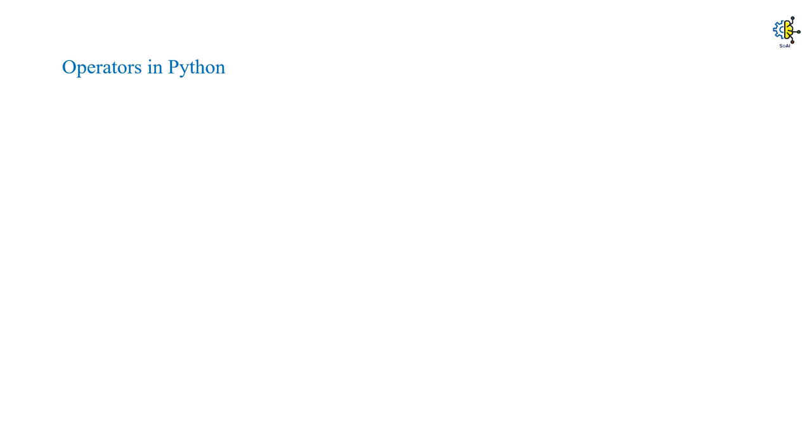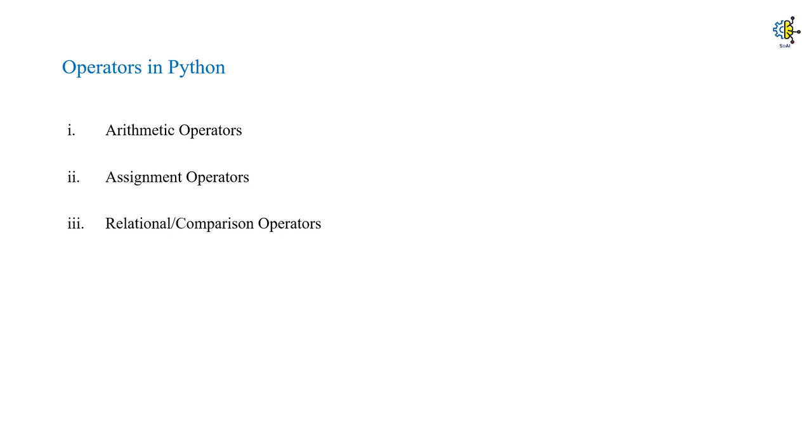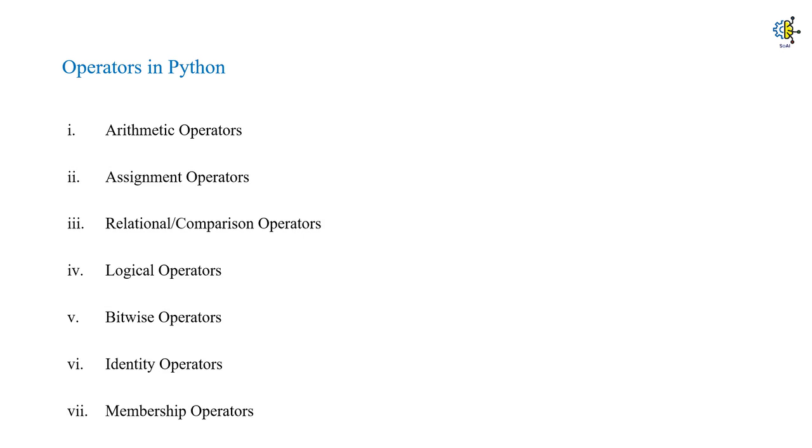Let's take a look at all of the types of operators which are used in Python. Arithmetic operators, assignment operators, relational or comparison operators, logical operators, bitwise operators, identity operators, and membership operators. Now, let's take a closer look at the types of operators which you will frequently use while writing your programs.